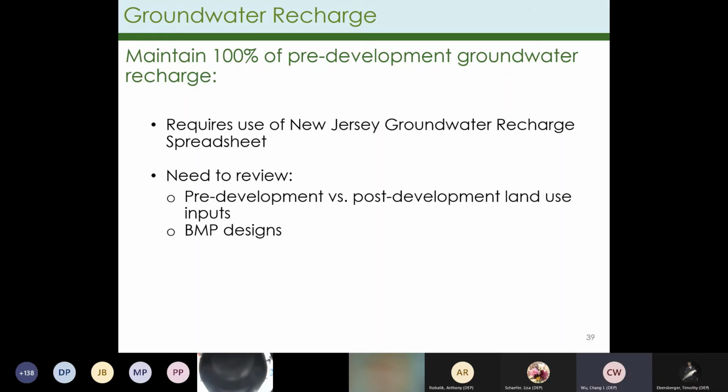The other method is to maintain 100% of the pre-development groundwater recharge. That will require use of the New Jersey groundwater recharge spreadsheet. And then you have to know the pre-development versus post-development land use input, and also the BMP designs.